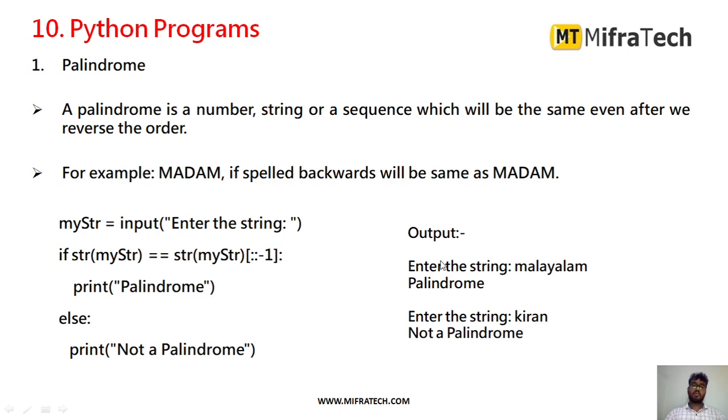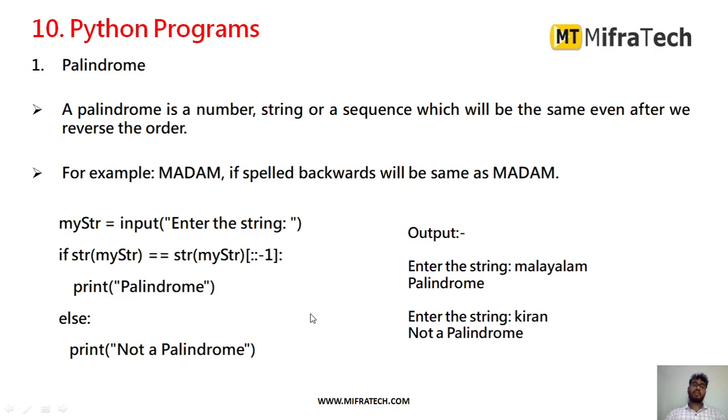So we'll see what output we get after executing. First it will ask the user to enter the string. Here I have entered Malayalam. As it is a palindrome, my output will be palindrome. Next I entered Kiran. Here, as you can see, Kiran is not a palindrome, so my output will be not a palindrome.